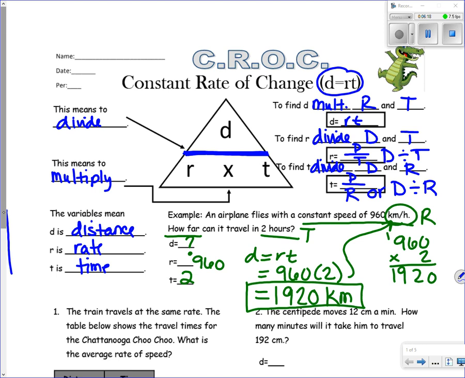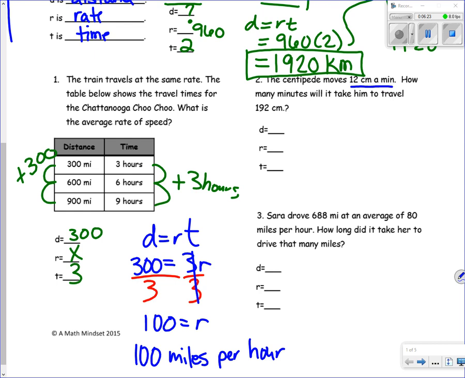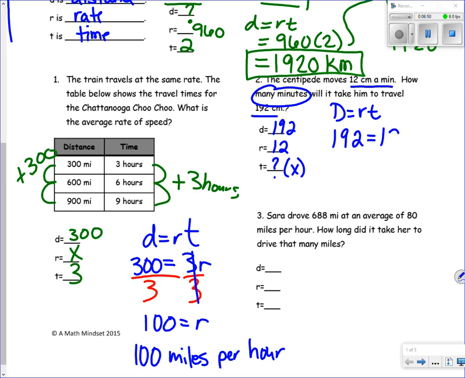Okay, so number 2 says the centipede moves 12 centimeters a minute. How many minutes will it take him to travel 192 centimeters? So distance equals rate times time. I know that I'm looking for time, so that's my question mark or my X here. My rate is going to be my 12, and my distance is going to be my 192. So I'm going to plug in what I know. 192 equals 12, and I'm going to leave a T in there so we know we're solving for time. So I'm going to divide both sides by 12.